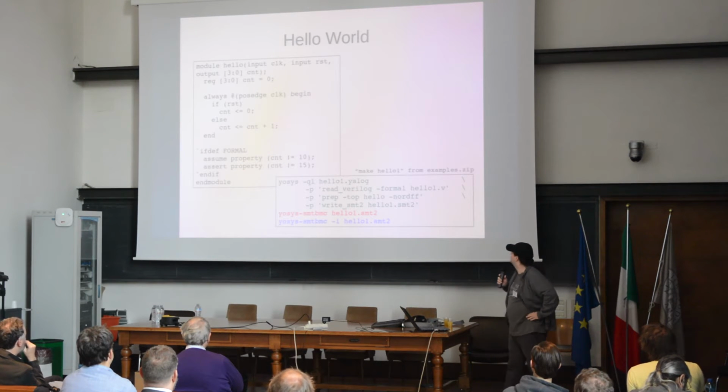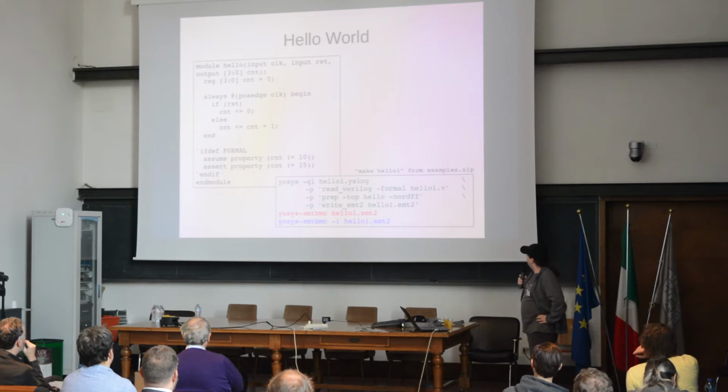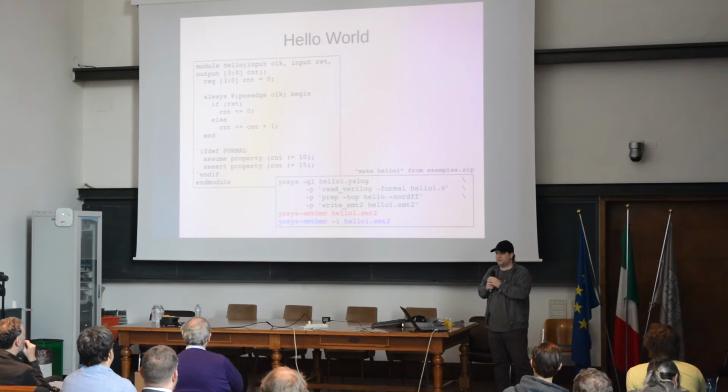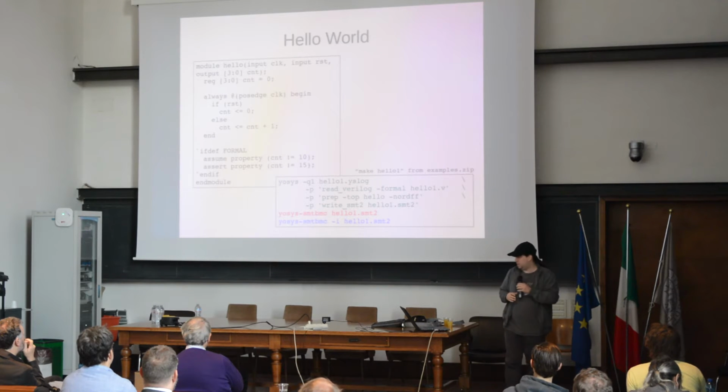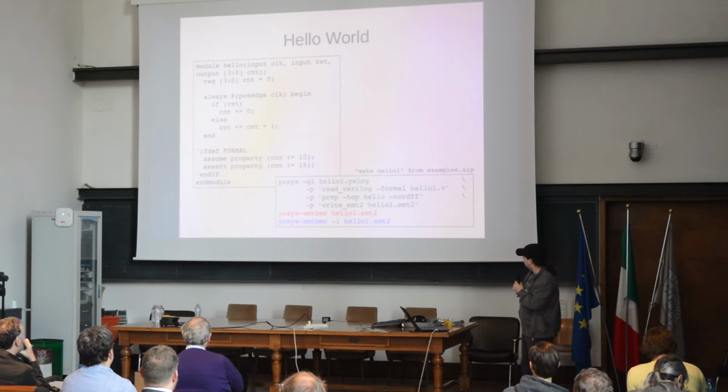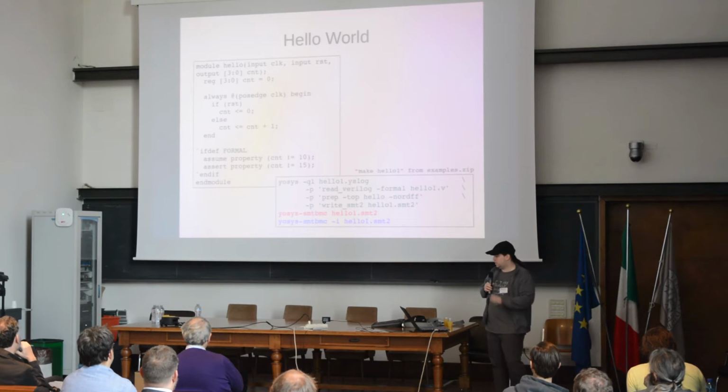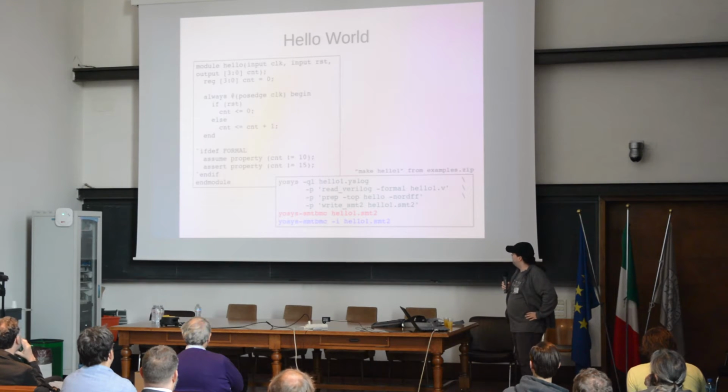So let's get right started with a little hello world example. I'm going back to some more theory-like slides after that, but then at the end, there are more and more examples. In this little hello world example, I have a counter, and I have a reset input. If the reset input is high, I reset the counter to 0, and otherwise I increment the counter. So it's not a really complicated design. And I assume that the counter never hits 10.